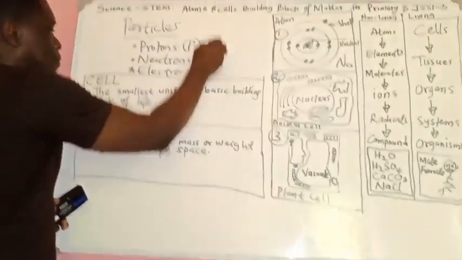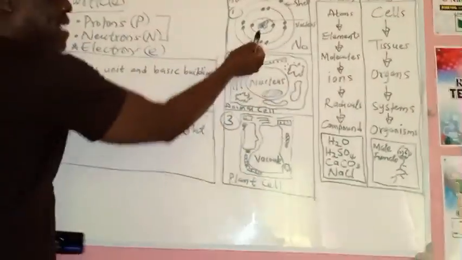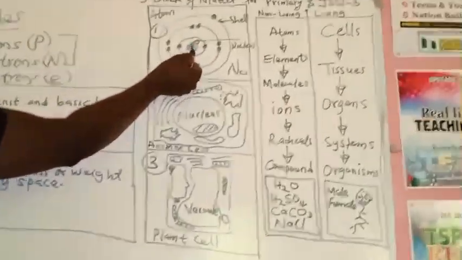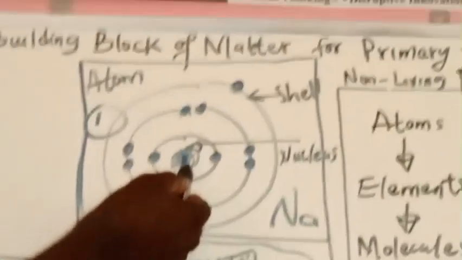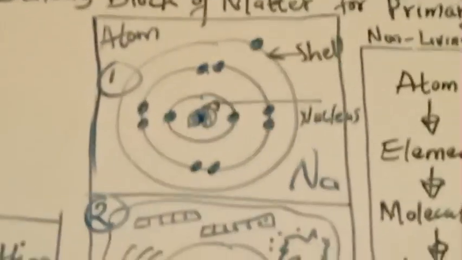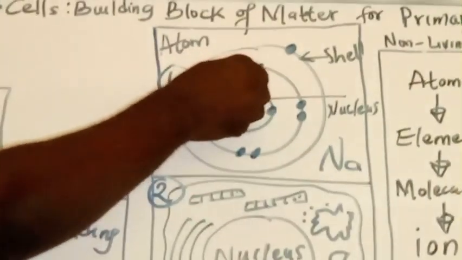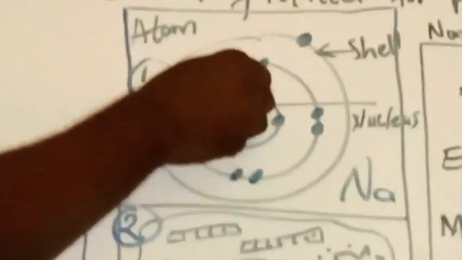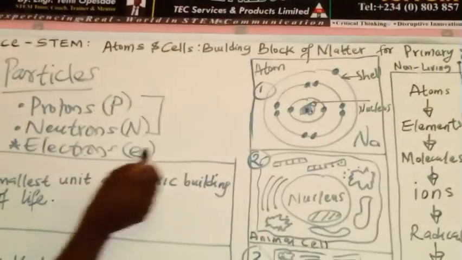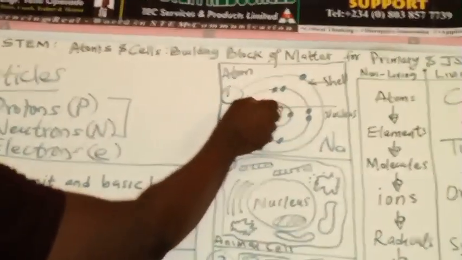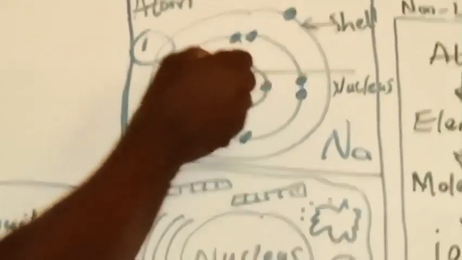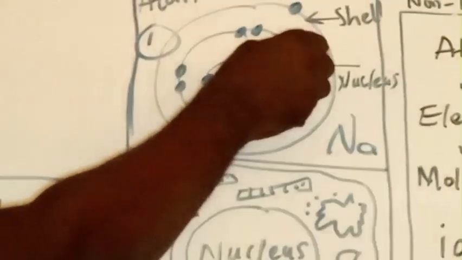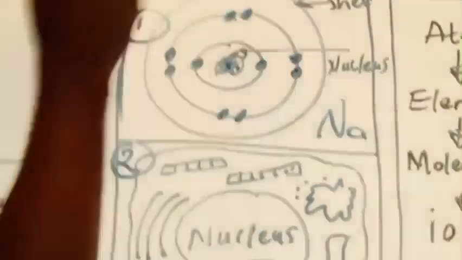The first 2, protons and neutrons, are at the center of an atom. That means they are inside the nucleus. Take note of that. The protons and the neutrons are where? Inside the nucleus of an atom. The electrons are arranged along the orbits. These dots, the ones I represent like this, are the electrons.